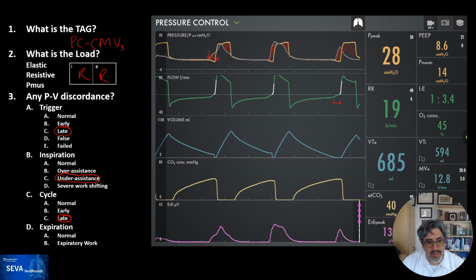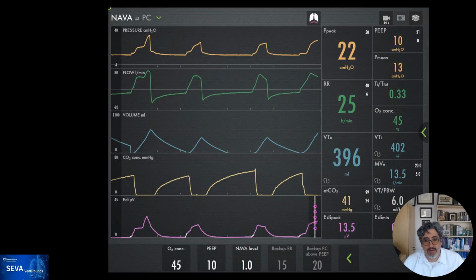This machine, the EDI, doesn't show you activity during expiration, but there's no expiratory work. So by using the electrical activity of the diaphragm, our clinical diagnosis, just by walking by, saying, oh, the patient was completely synchronous, changes to a patient that has a severely under-assisted work, even though it's generating appropriate large tidal volumes, even though the waveforms looked fairly good.